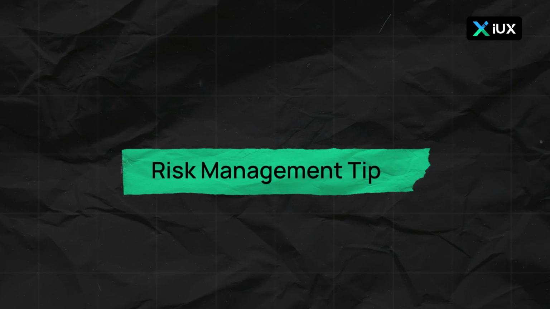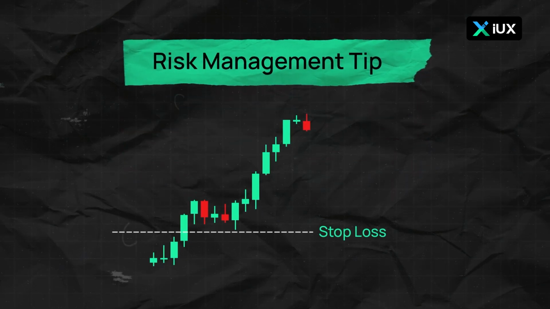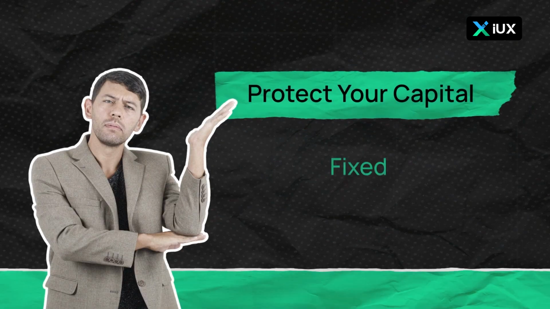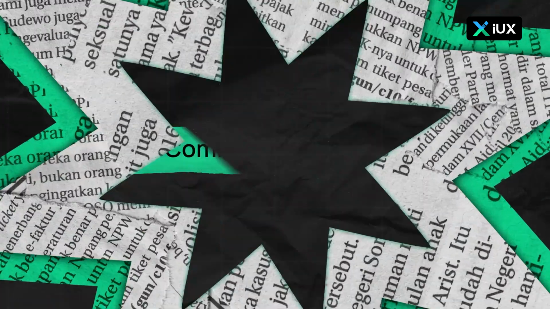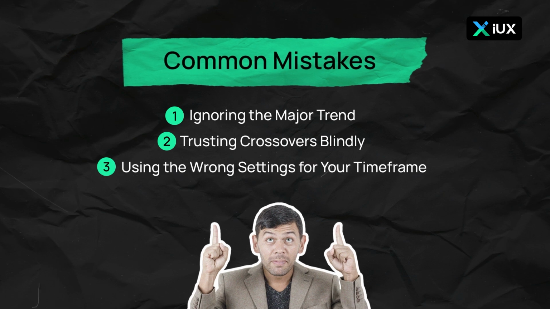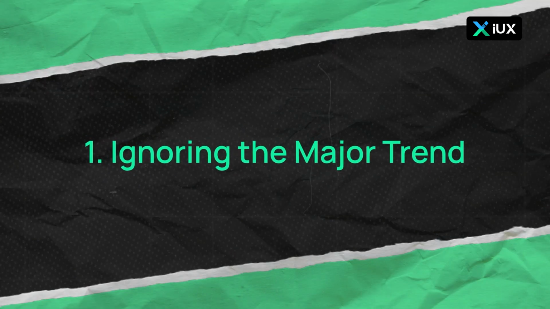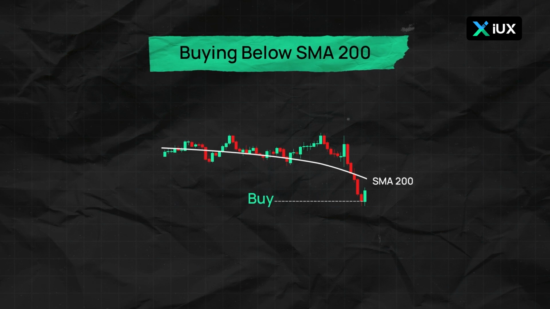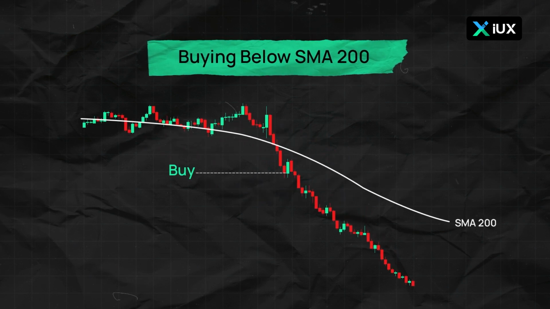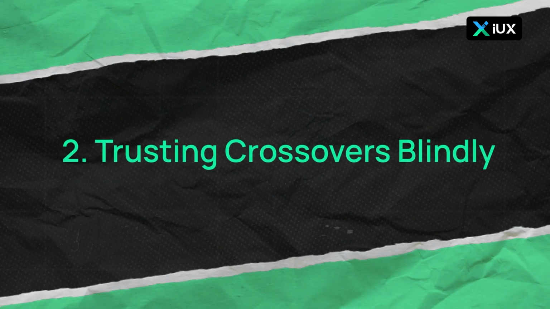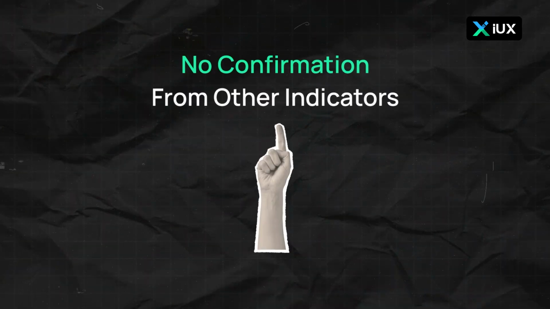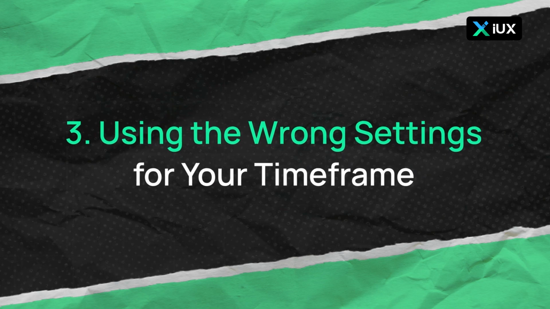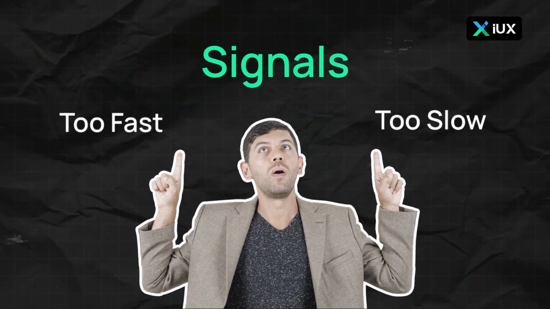Risk management tip: always set a stop loss below the last support and define your take profit at the next resistance or with a fixed risk-to-reward ratio. Common mistakes. Here are 3 common mistakes to avoid. 1. Ignoring the major trend, like buying below the SMA 200, when the long-term trend is clearly down. 2. Trusting crossovers blindly, without confirmation from other indicators. 3. Using the wrong settings for your time frame. This can make your signals too fast or too slow.